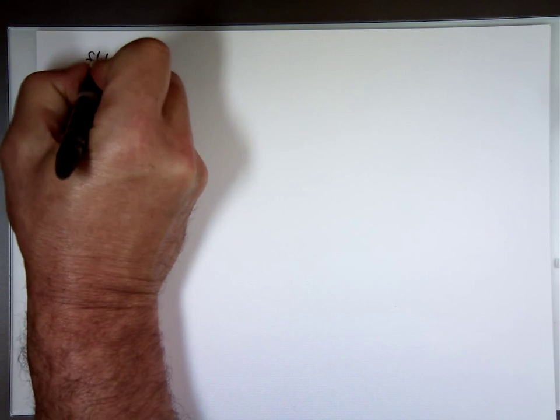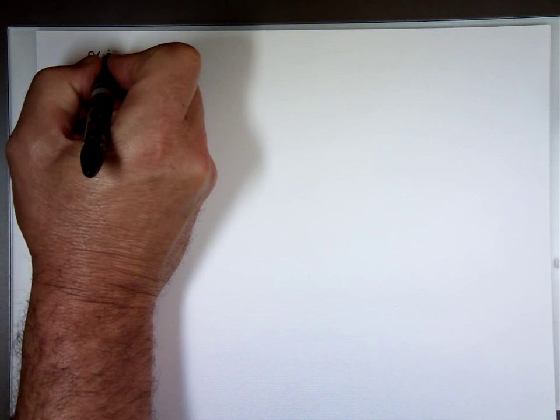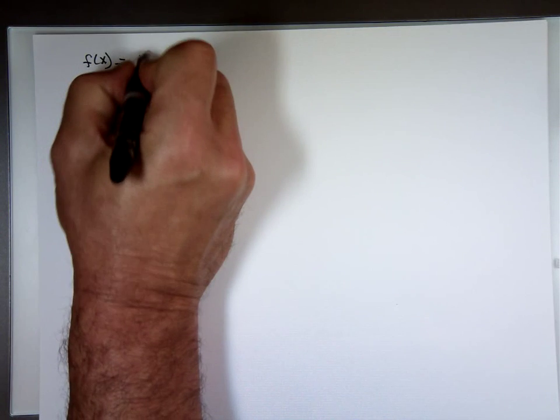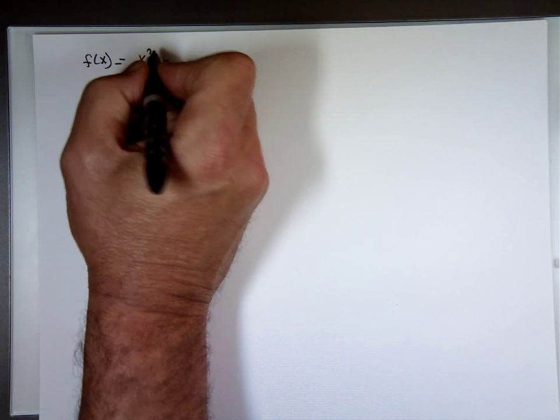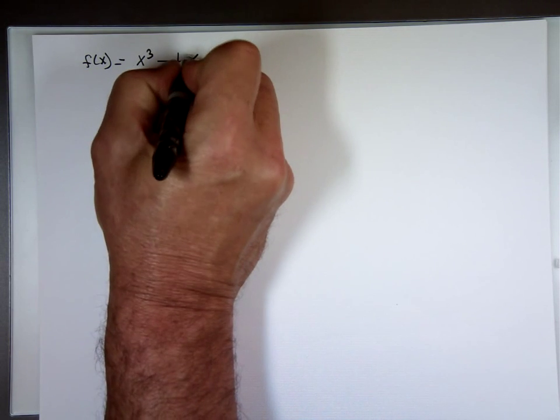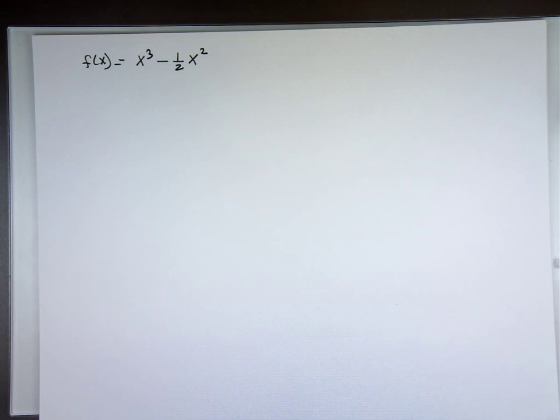Given f of x equals x to the third minus 1/2 x squared.